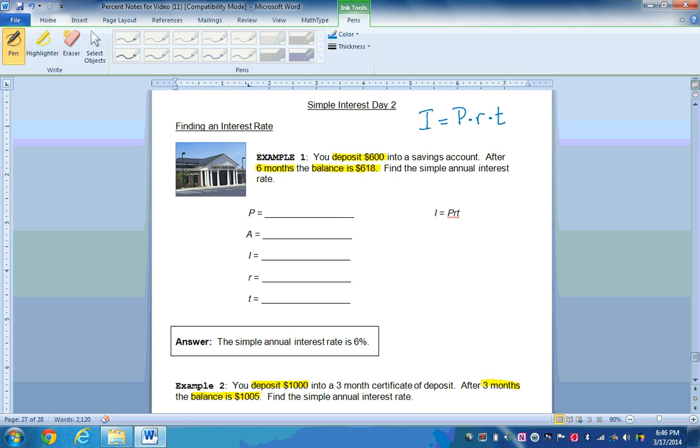For example, the rate will be missing. You're going to know how much interest there is and you need to get the rate, or you might be looking for the time. Let's start with problems where you have to find the interest rate.